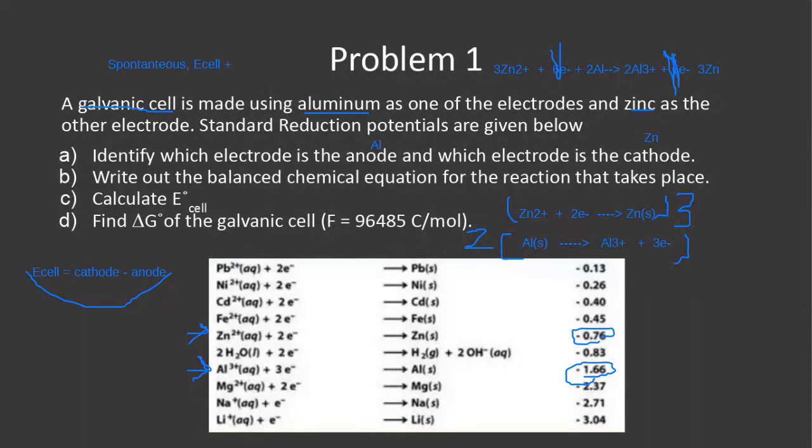So if we're straight up flipping it, we know at the cathode, if we're doing the formula, I mean, first we're going to do the formula version. So the cathode we said was zinc, right? So it's going to be negative 0.76 minus negative 1.66.